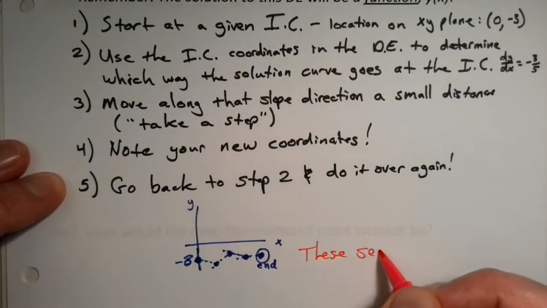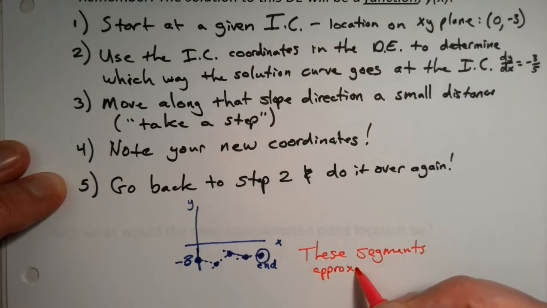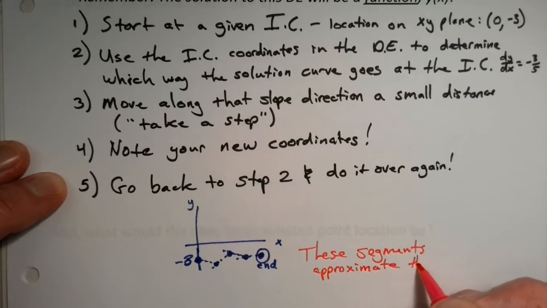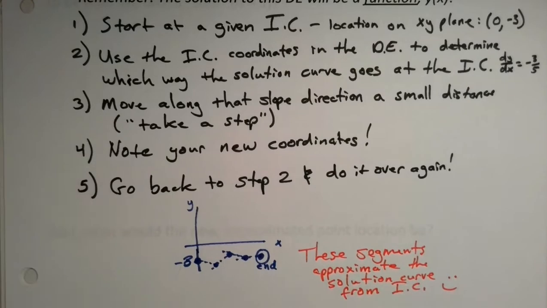These segments approximate the solution curve from the initial condition. And so we've developed a new method for being able to not find the exact answer, but approximate what that solution curve looks like. And that's what this entire section is about, learning how to do that. And so we're going to see on the next page how it works.